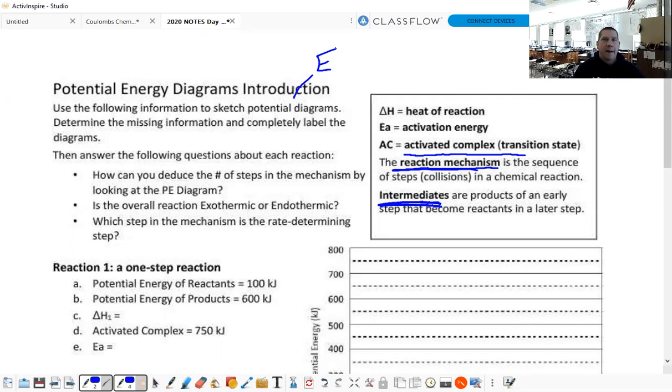All right, so now what does that mean? Well, in a one-step reaction, there's only one step. So obviously the rate determining step is that one step. But rate determining means how fast the reaction occurs. And we're going to see as we get more involved with this that the rate determining step is determined by the slowest step. So the slow step determines the overall reaction rate. All right, and I'll show you that in a second.